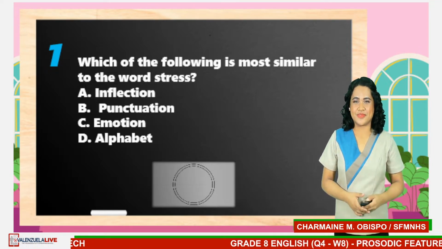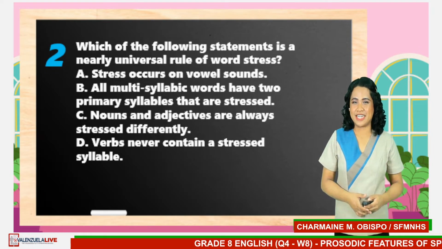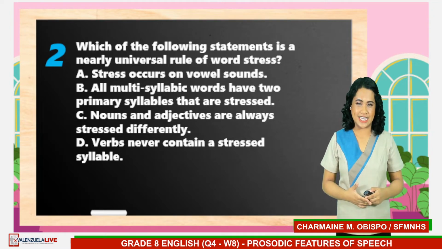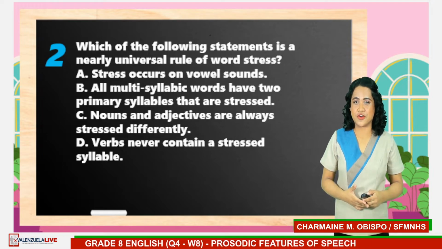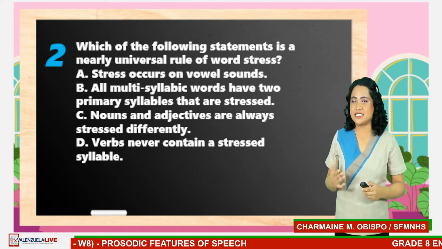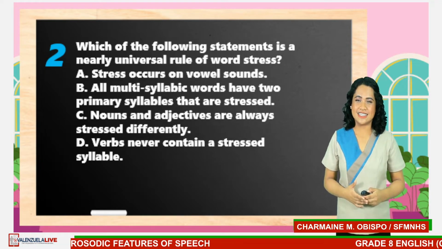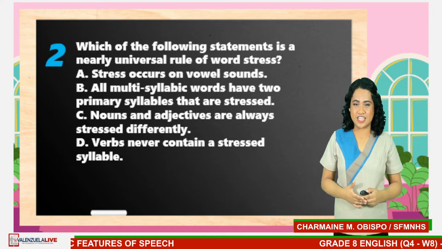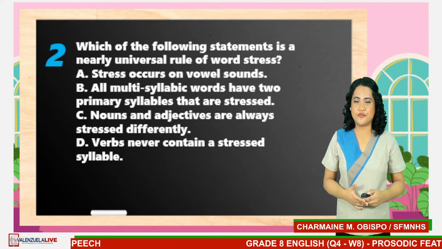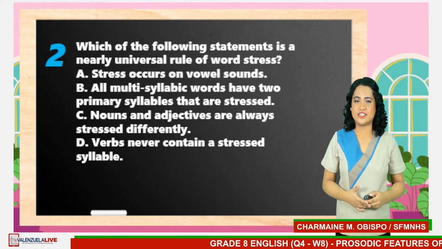Number 2. Which of the following statements is a nearly universal rule of word stress? A. Stress occurs on vowel sounds. B. All multisyllabic words have 2 primary syllables that are stressed. C. Nouns and adjectives are always stressed differently. Letter D. Verbs never contain a stressed syllable.